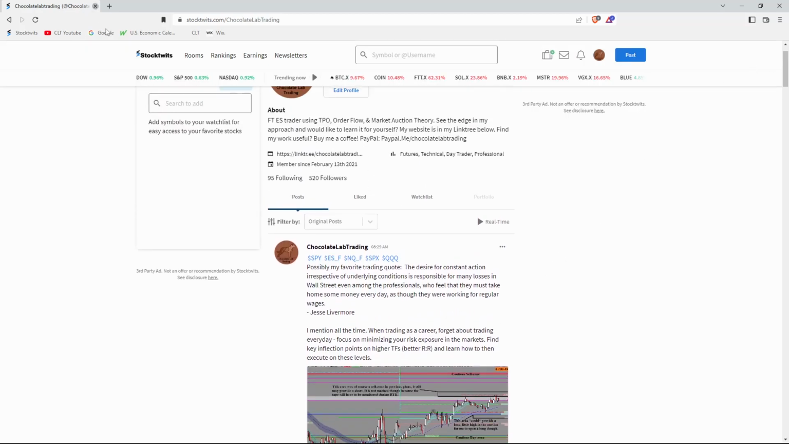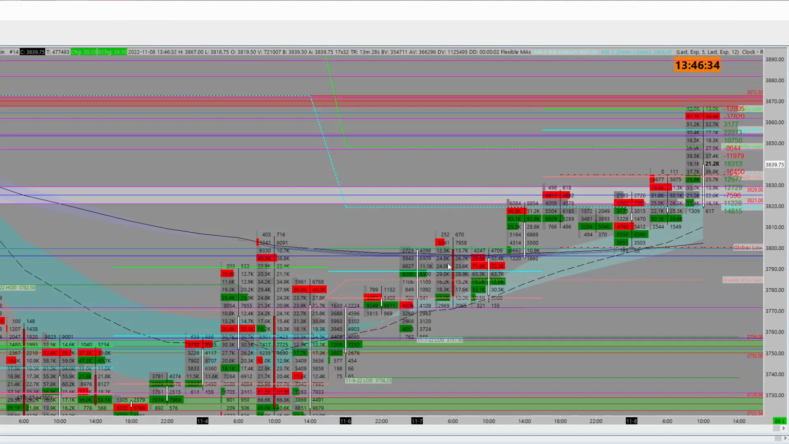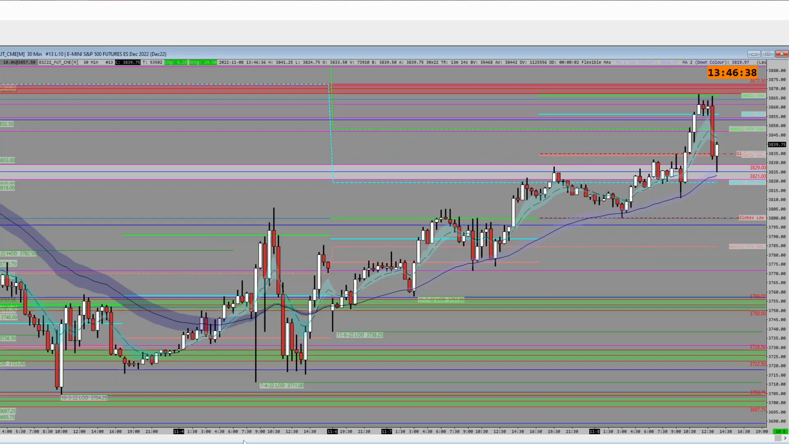So let's get this out of the way and look at how today's price action developed. Let's start with a 30-minute chart. This is a clean 30-minute chart. Let me get my crosshairs so we can look at the open. Right here, open, quick wick down.